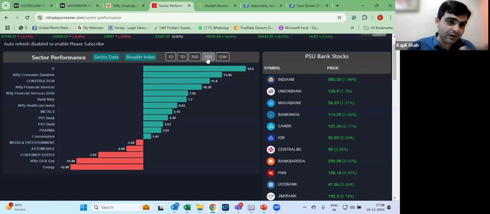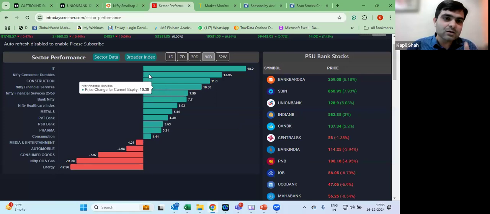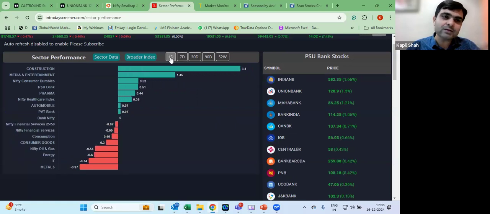On a 90-day scale, if I have to look at it in an enlarged way, the PSU banks have not been at the top, but yes, they have performed on the positive side. So PSU banks from the 30 days and from today have started to find some sort of attraction. Then it makes sense for me to pay attention to this particular stock. Okay, what are the things happening? Again, it is one more piece of the puzzle.